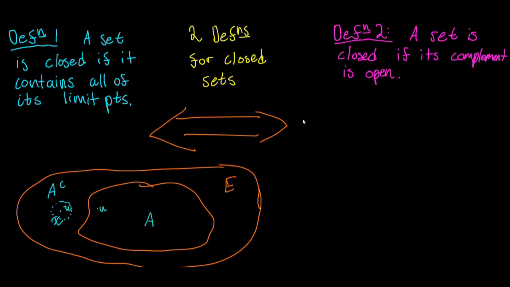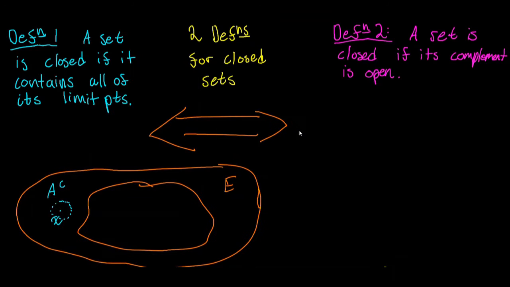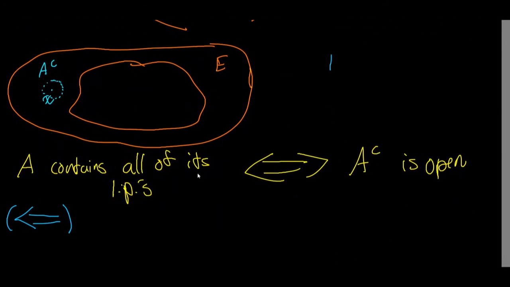In part 1, we began the proof that shows the equivalence of these two definitions of a closed set by first proving that if A contains all of its limit points, then that implies that the complement of A is open. In this video, we complete the proof of the equivalence of these two definitions of a closed set by proving the other direction of this equivalence statement.